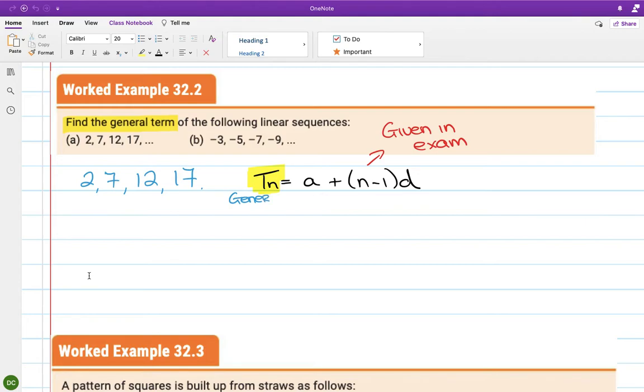That's the symbol for the general term. A is the start term of the sequence. Okay, so A is literally the starting term. The first term of the sequence is what A is. Yeah? N stands for the term number.